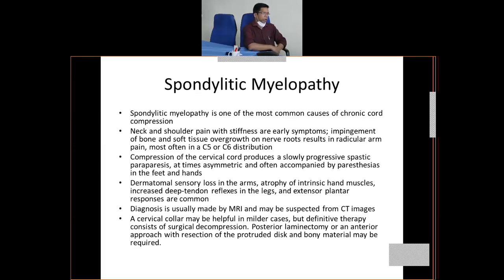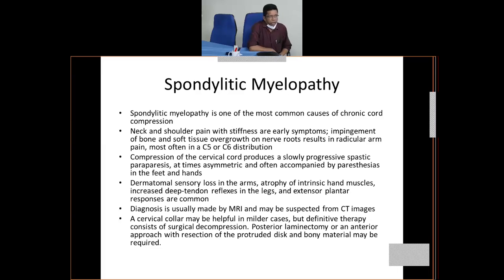Spondylotic myelopathy. Normally spondylosis is not uncommon, but myelopathy is not very common, but still it can have both acute as well as chronic presentations. And mostly it involves the cervical cord, but sometimes it may involve the lumbar. Thoracic involvement is very uncommon. Disc prolapse is common either in the C5, C6 distributions, or in case of lumbar it is L4, L5 distributions.